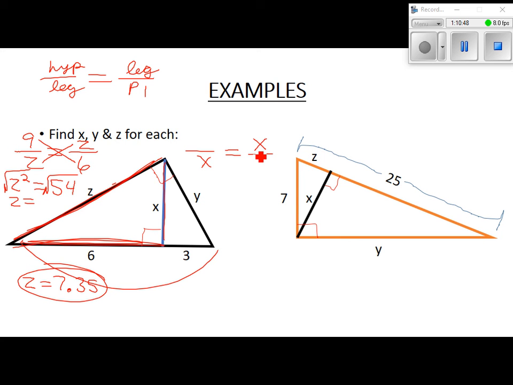Now for the altitude theorem, it's altitude and altitude here, part 1 here, part 2 there. So 6 and 3. Cross multiply, what's that give us? X squared. X squared, good. 6 times 3 is 18. Give me the decimal answer again. X equals what? 4.24.